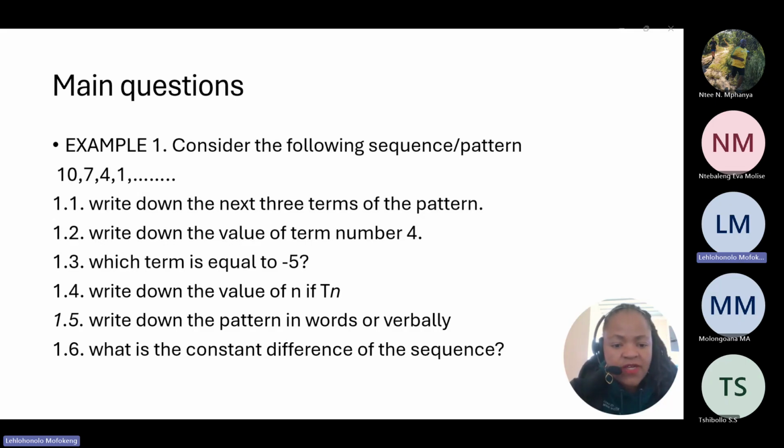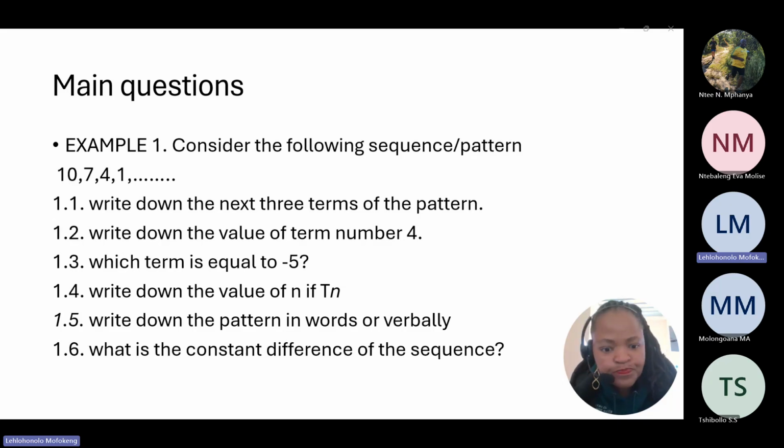So here you have the sequence 10, 7, 4, and 1. The first question says write down the next 3 terms of the pattern. For you to be able to do that, you must first understand what is actually happening in the pattern. As you can see, you have 10, 7. You ask how much am I going to add to 10 to get 7, or how much am I going to subtract from 10 to get 7? Then you will realize that you subtract 3 from 10 to get 7.